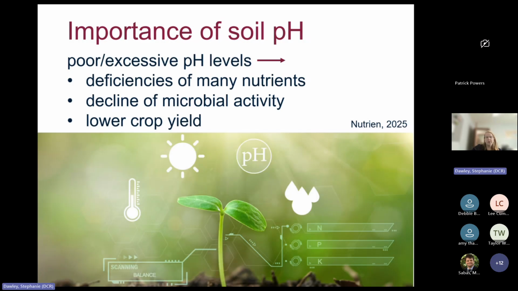So the importance of soil pH: either having low or excessive pH leads to deficiencies in many of the nutrients and a decline of microbial activity, which leads to lower crop yields or issues within that system.